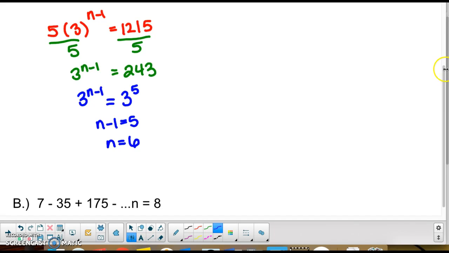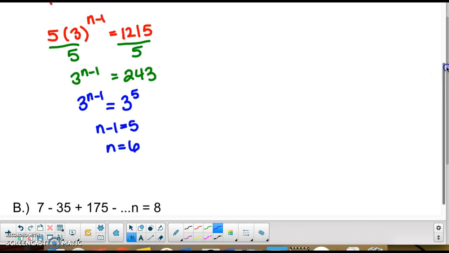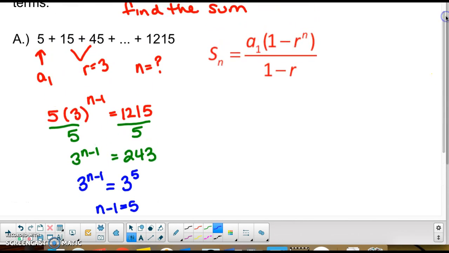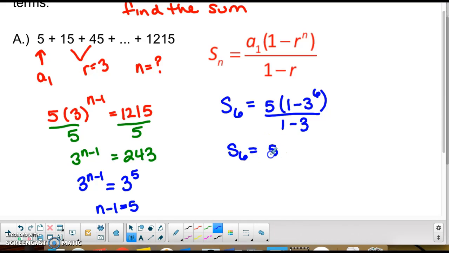So now we know our A1, our n, and our r, so we're just going to plug it into our formula over here. So our sum of our 6 terms is the first term times 1 minus r, which is 3, now we know n is 6, over 1 minus 3. So our sum of our 6 terms is 5 times 1 minus 3 to the 6, which is negative 728. We divide that by negative 2, and we get a sum of 1820.